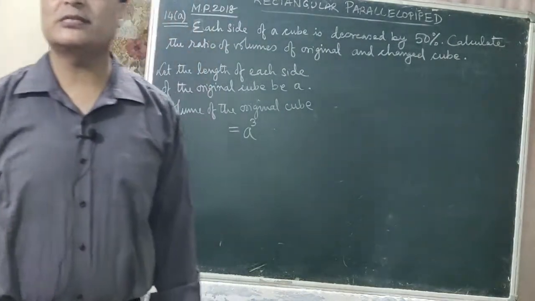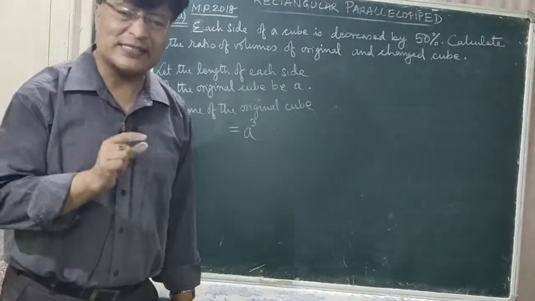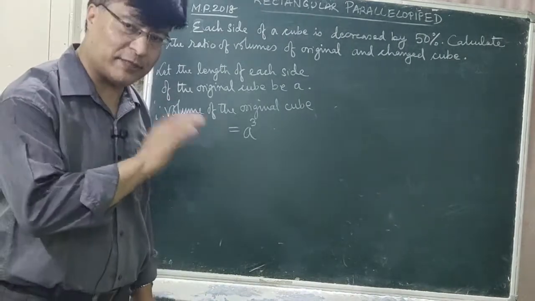Now in the question it is given that the length of each side of the cube is decreased by 50%.